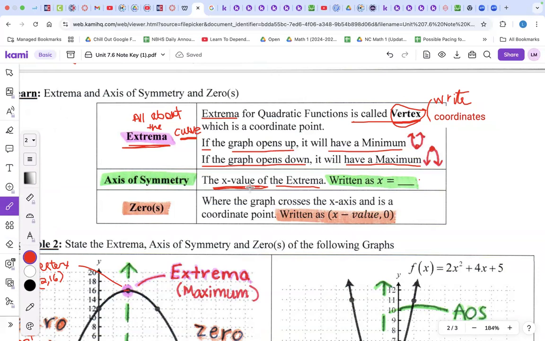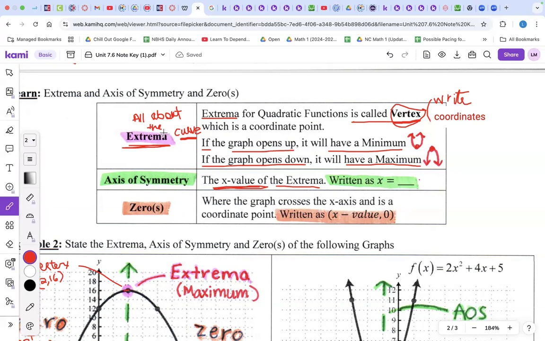Your axis of symmetry is always written as x equals a number. Then we have zeros. It's where your graph crosses your x-axis, and it is written as coordinate points. We'll get into this so you'll understand what it means.